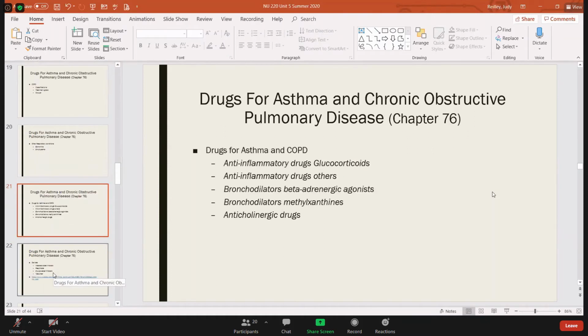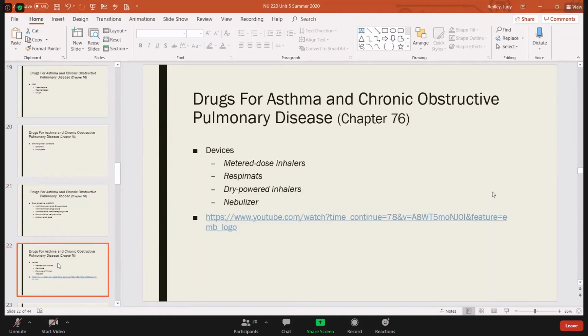When you look at your treatment of drugs, these are your classifications. When we look at devices, we have the different types of inhalers. So when you look at a metered dose inhaler, that's the one that you use the spacer with, that you shake up, take a deep breath in and out, and then have the patient put the spacer in their mouth, and you press down and have them inhale that dose.